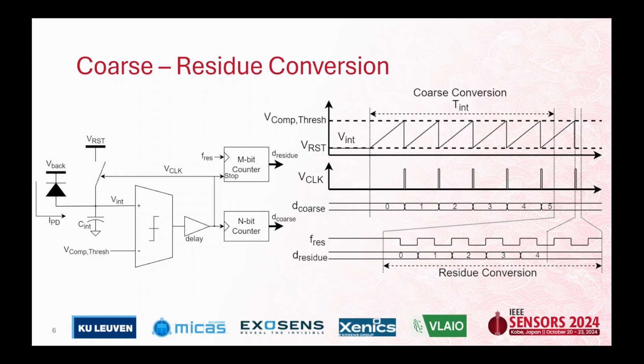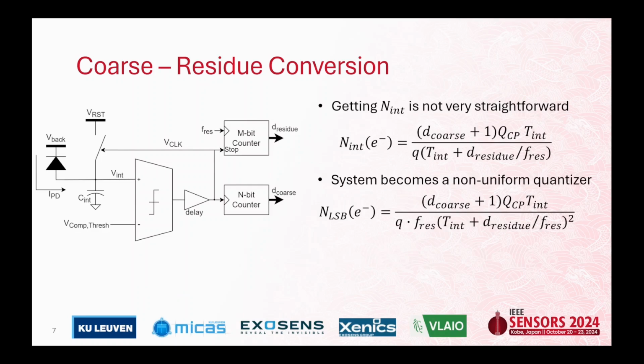Based on that mechanism, we have these equations as shown here. You can see that the number of integrated electrons is not as straightforward as before; it is a more complex equation now. From there, we can see that the LSB is also not uniform throughout the whole range. It is non-uniform, as we can see from both the outputs D course and D residue in that equation. And in the LSB, we also see a new variable coming in, FRES. So the question is, how are we going to set the value of that FRES?